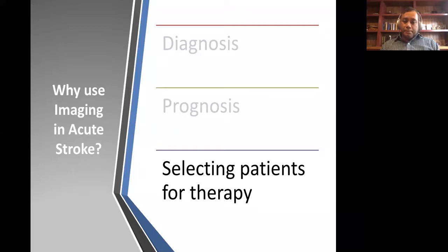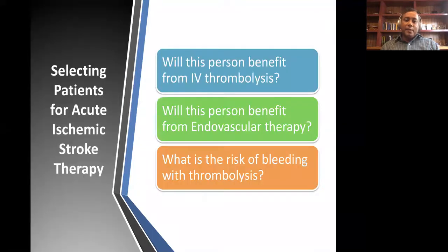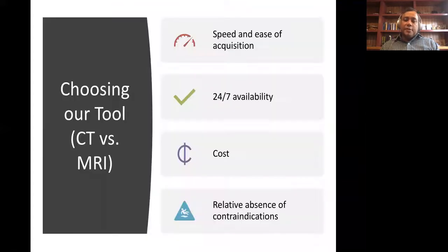But most importantly, acute stroke imaging helps to select your patients for appropriate therapy. So you have these questions in front of you for acute ischemic stroke, say, as an example. Will this person benefit from IV thrombolysis? Will this person benefit from endovascular therapy? What would be the risk of bleeding with thrombolysis? What would be the risk of treatment with endovascular thrombectomy? These are questions that imaging can help you answer. And so that is the utility of imaging in acute stroke.